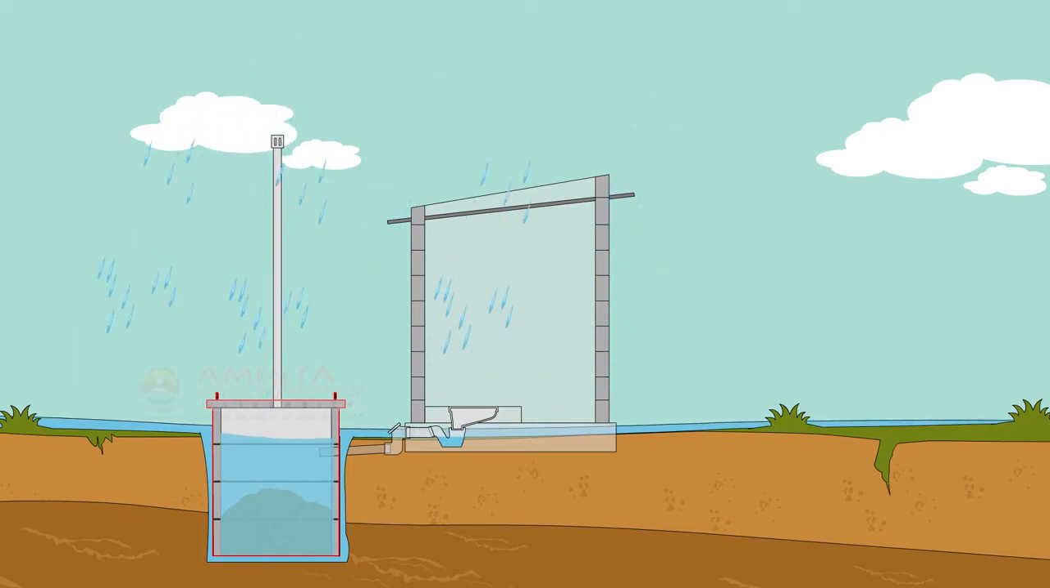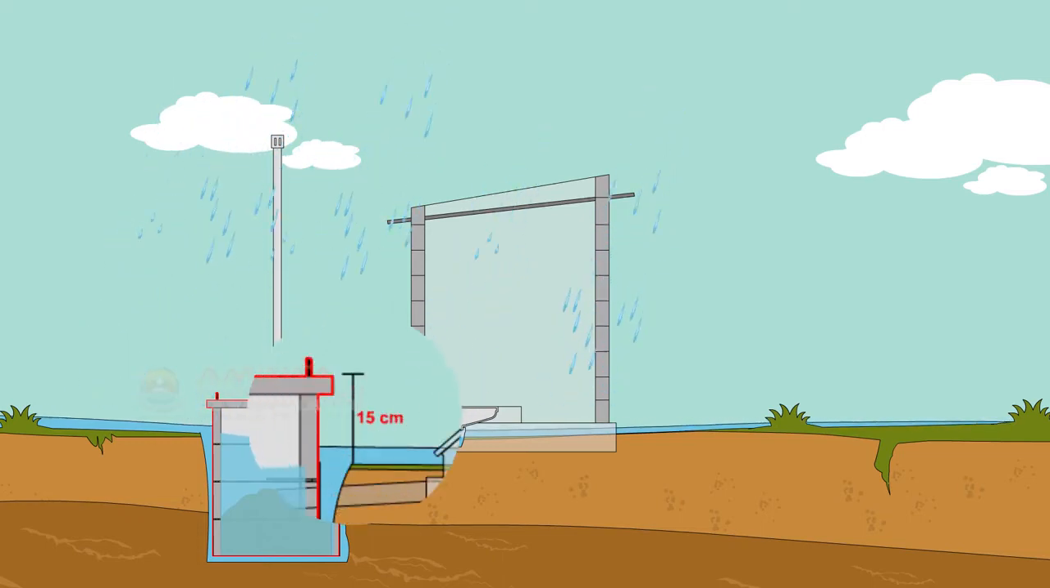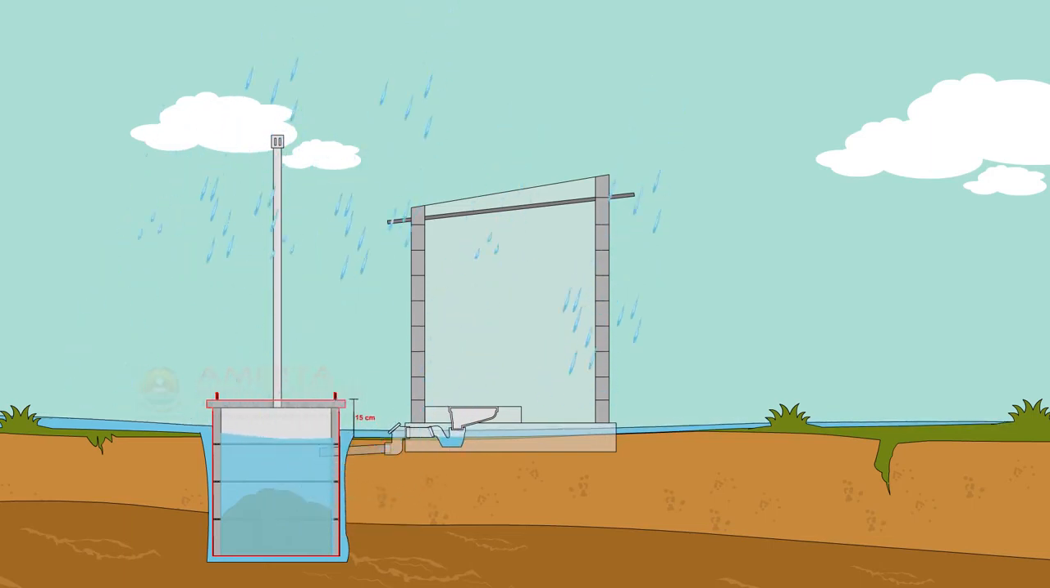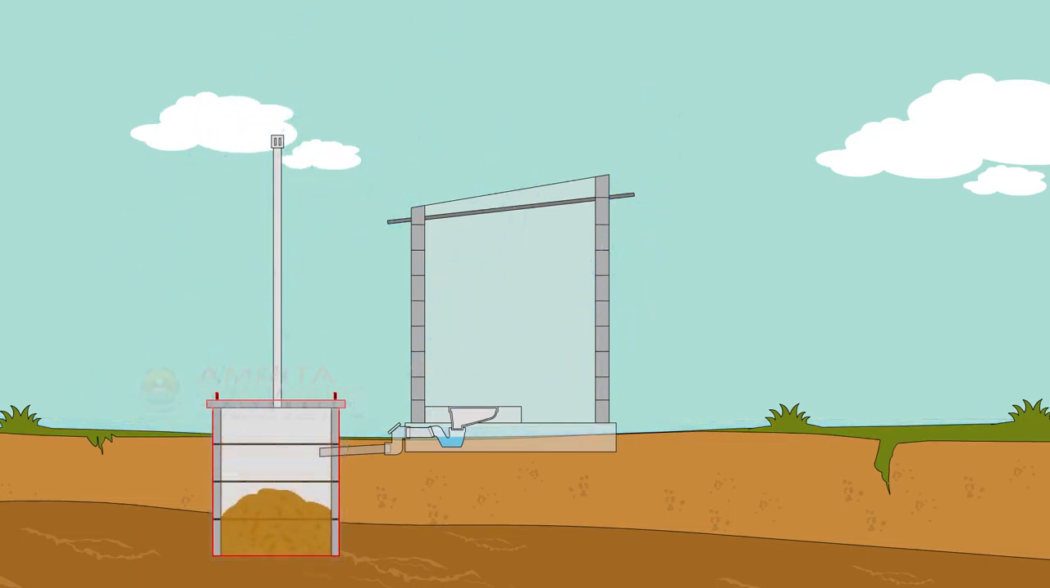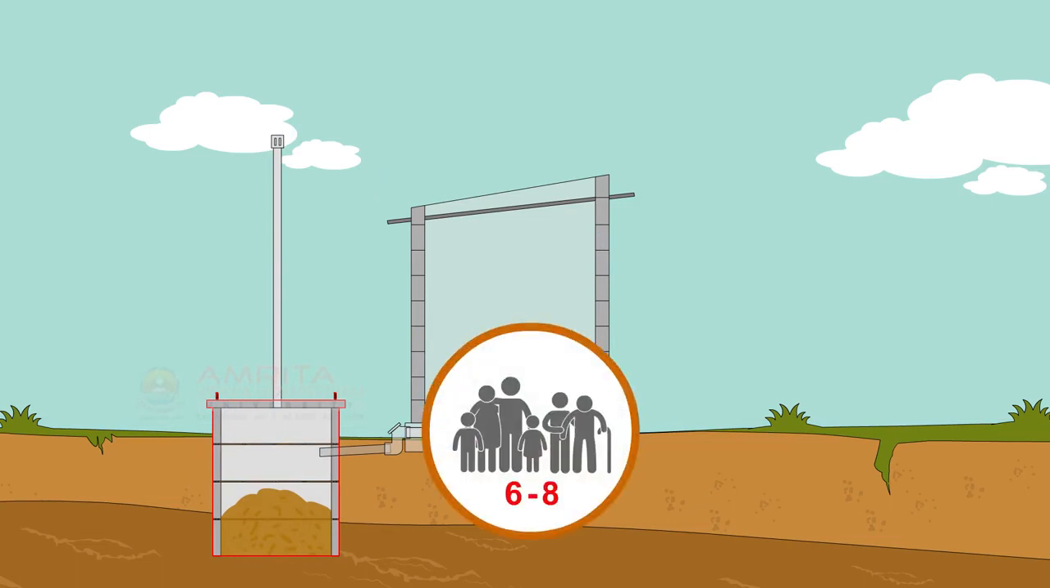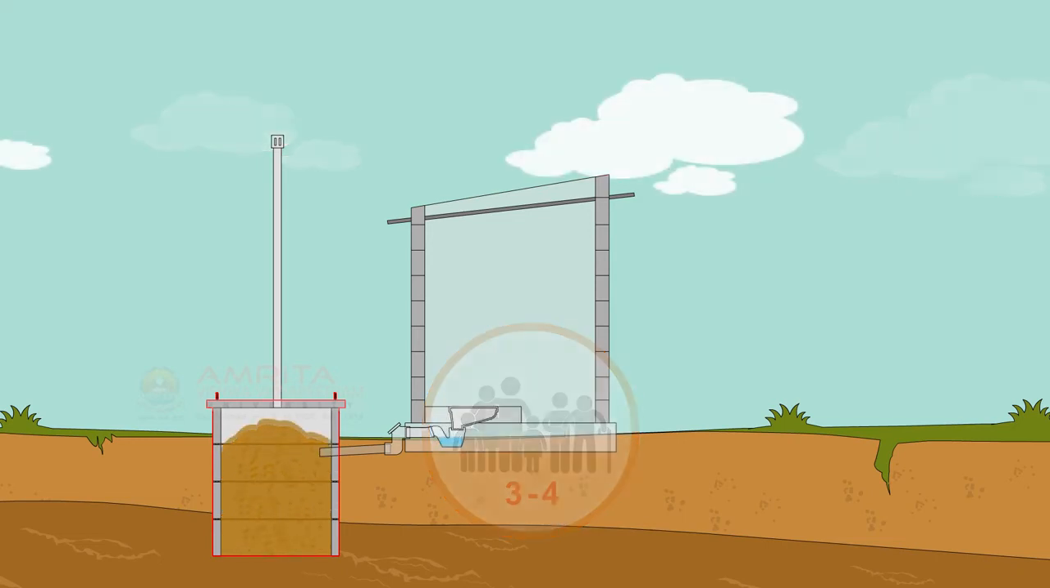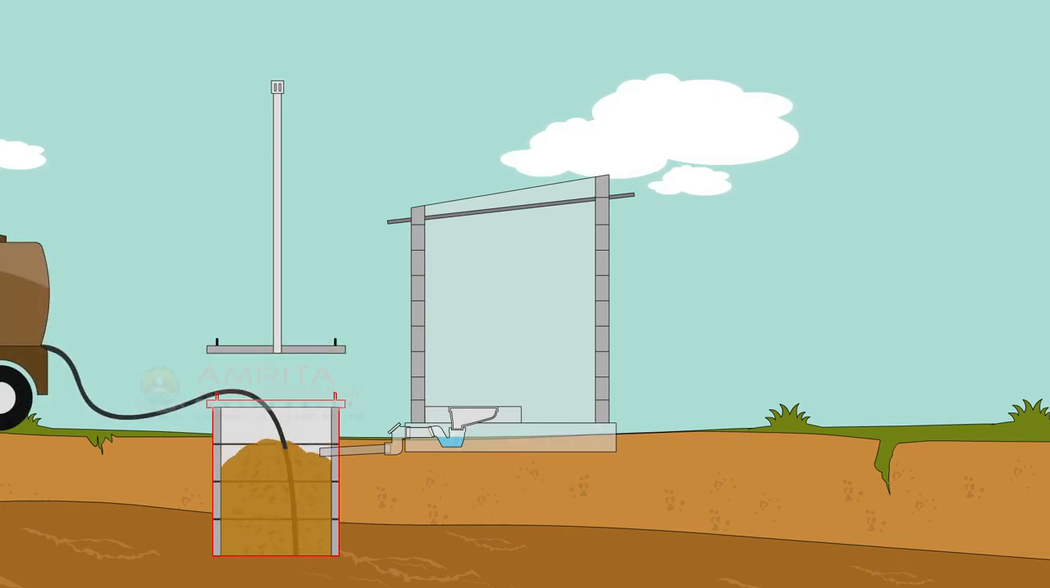The height of the pit must rise to at least 15 centimeters above the ground to prevent the runoff water from entering the pit. If the water goes inside the pit, it will affect the decomposition process. For a family consisting of 6 to 8 members using the toilet regularly, it takes approximately 3 to 4 years for the leach pit to get completely filled. When the pit is full, we open the lid and empty the pit.